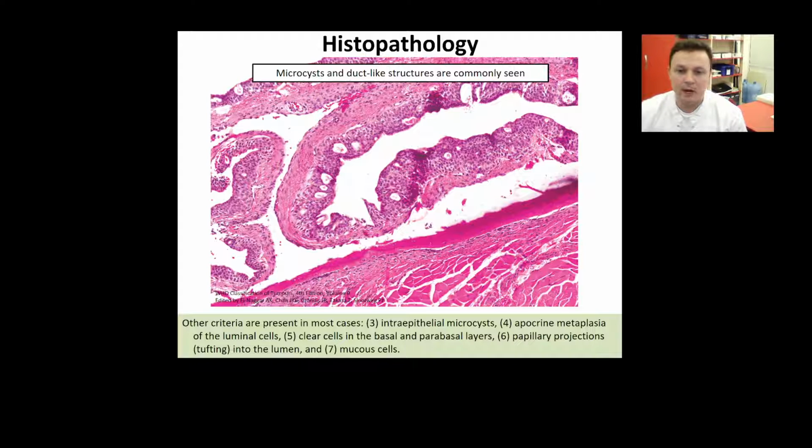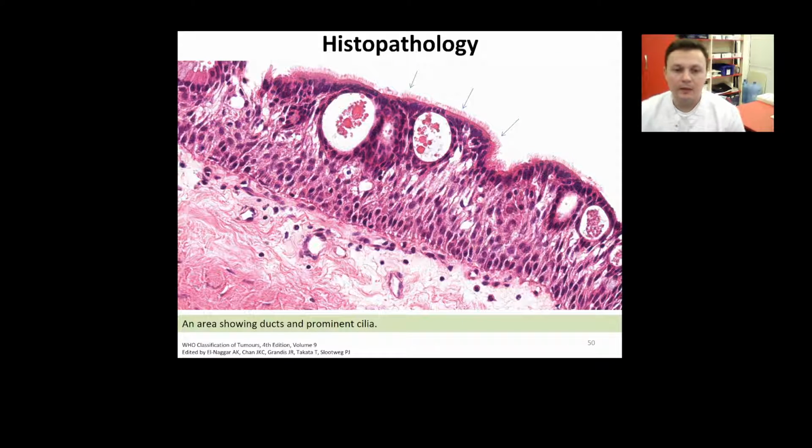Intraepithelial microcysts, apocrine metaplasia of the luminal cells, clear cells in the basal or parabasal layers, papillary projection or tufting into the lumen, and mucous cells. The other 3 microscopic criteria for diagnosis are epithelial spheres similar to those seen in lateral periodontal cysts, which are frequently identified, cilia, which are occasionally seen, and multiple cystic compartments, which are sometimes present.